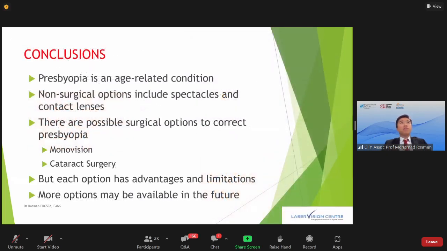To conclude, presbyopia is an age-related condition. Non-surgical options include spectacles and contact lens. There are possible surgical options like monovision, LASIK, and cataract surgery, but each option has its advantages and limitations. But more options may be available in the future.